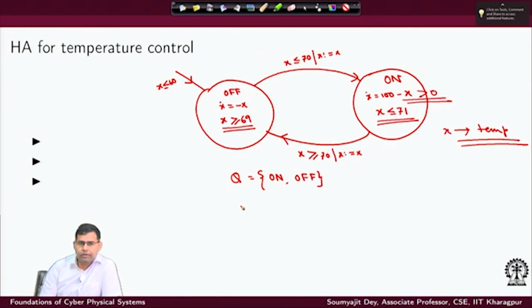You have only one variable temp, right, and that is modeling the temperature values. So, for x in this case the set of all possible values is the real set, because temperature readings would be real. Now, your vector fields in each of the locations on and off for this variable x.